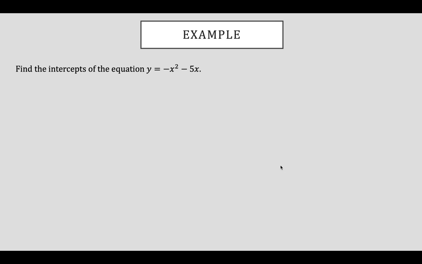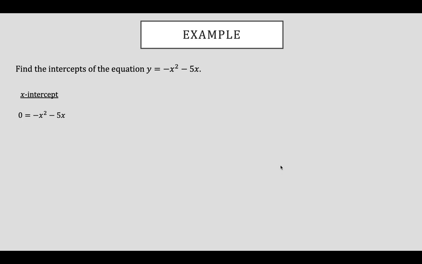All right, let's try another one here. Find the intercepts of the equation y equals negative x squared minus 5x. To find x-intercepts, we are going to set y equal to 0. Replace y with 0. 0 is equal to negative x squared minus 5x.